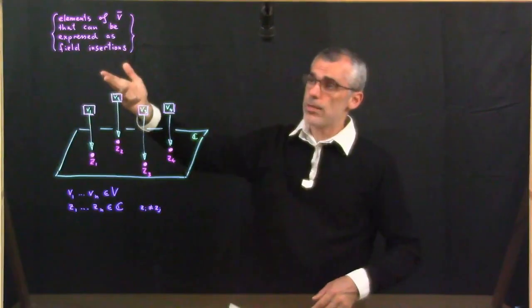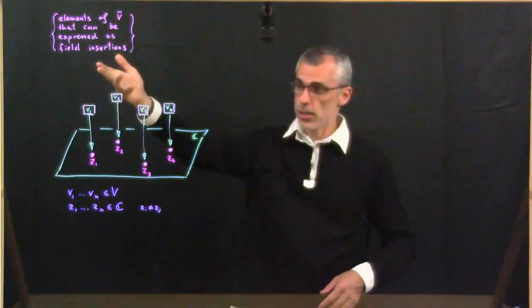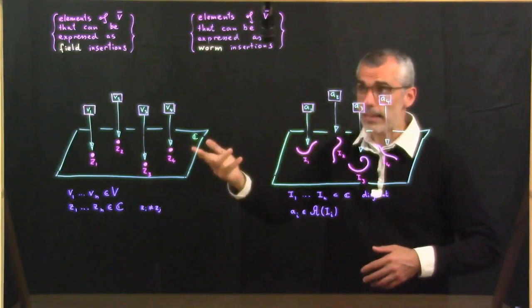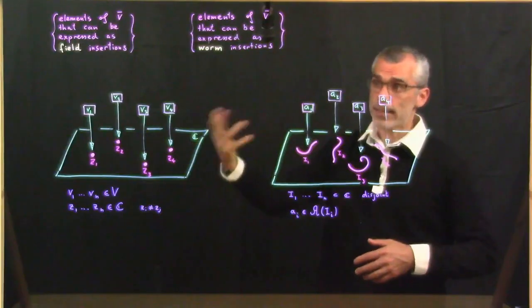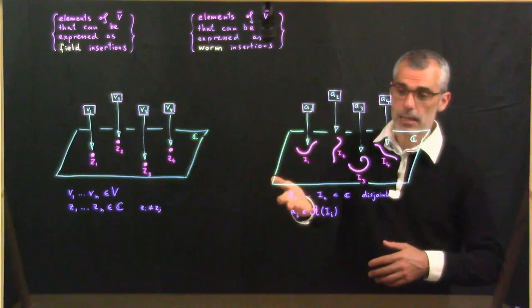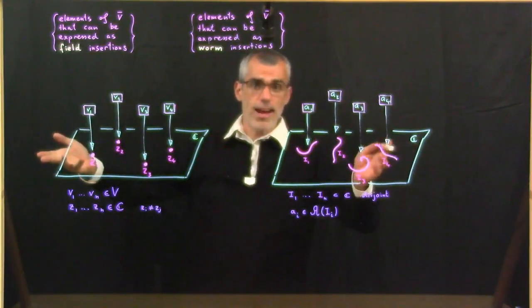So let me assume for a moment that I have established the equivalence between conformal nets and unitary vertex operator algebras. And let me consider, on the one hand, those elements of V bar that can be expressed as field insertions, i.e. in that way. And on the other hand, elements of V bar that can be expressed as worm insertions, as we have seen. Now here's a lemma that we can prove in that level of generality.